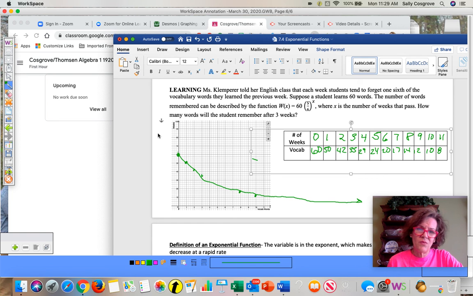What does this side do? Well, we don't have negative time, but this side, if we did, is doing what? It's going up like this. And there's our exponential curve. What's different about it? This time, instead of growing, it's what we call decaying.